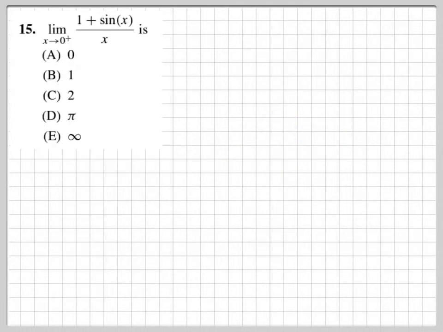Another limit. Okay, so when we look at this one, and you're thinking about plugging in 0, you go straight to plugging stuff in. You plug 0 into sine, and that's not a big deal.